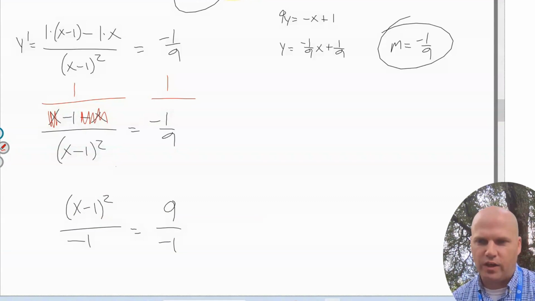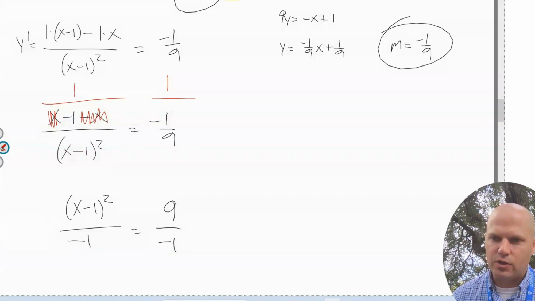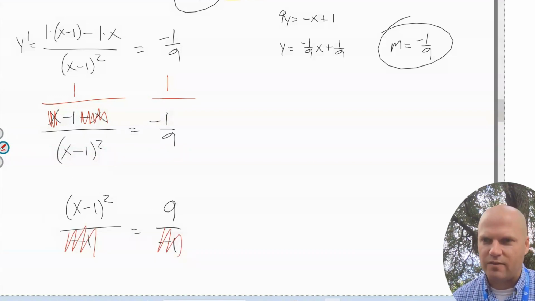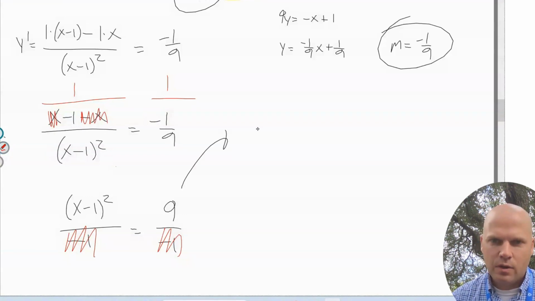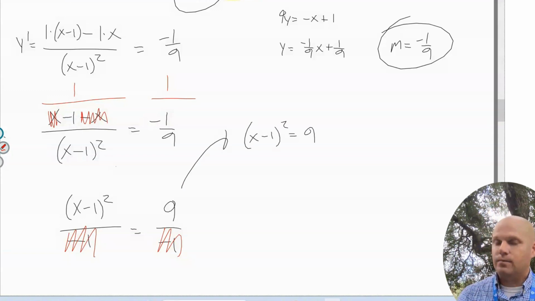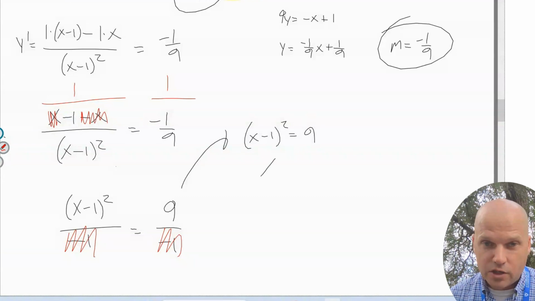Like that's perfect. Now the x's are up. Things are good. You can multiply by -1. And if you multiply both sides by -1, the -1's gone. And now you have (x - 1)² = 9. Now there's 2 ways to handle this. You could go ahead and distribute.